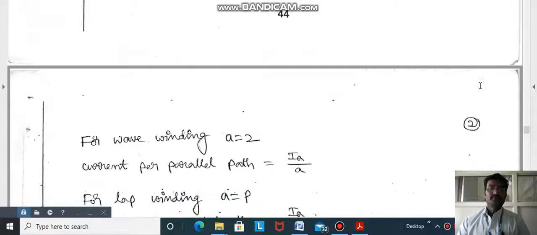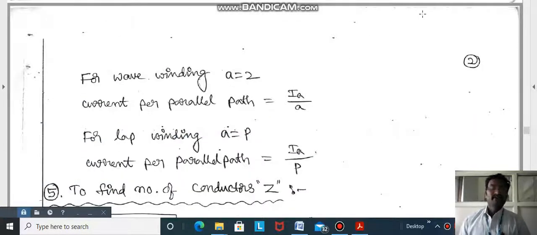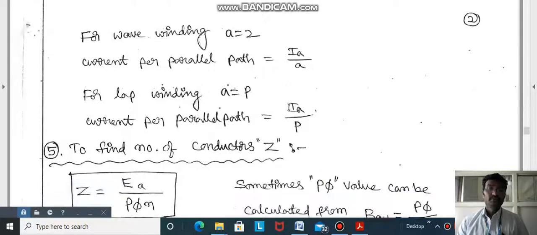For wave winding, A is equal to 2, and the current per parallel path is Ia by A. For lap winding, A is equal to P, where P is nothing but the number of poles. So A is equal to P for lap winding, and A is equal to 2 for wave winding. So the current per parallel path is equal to Ia by P.